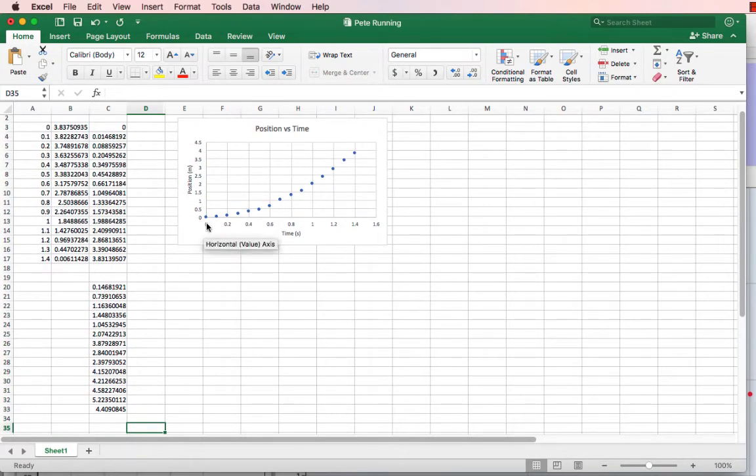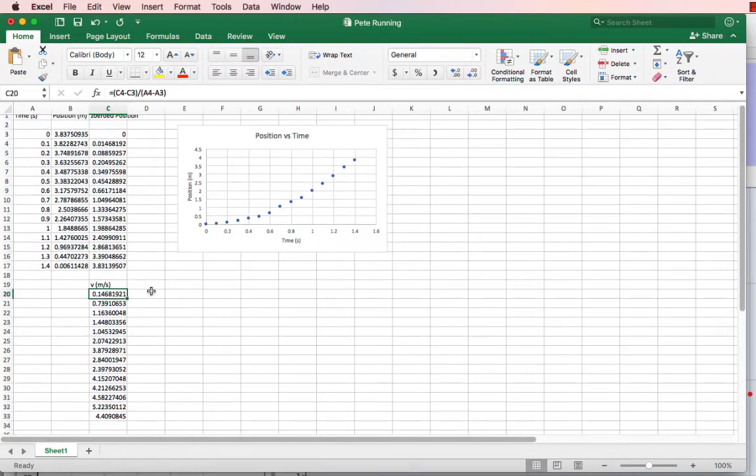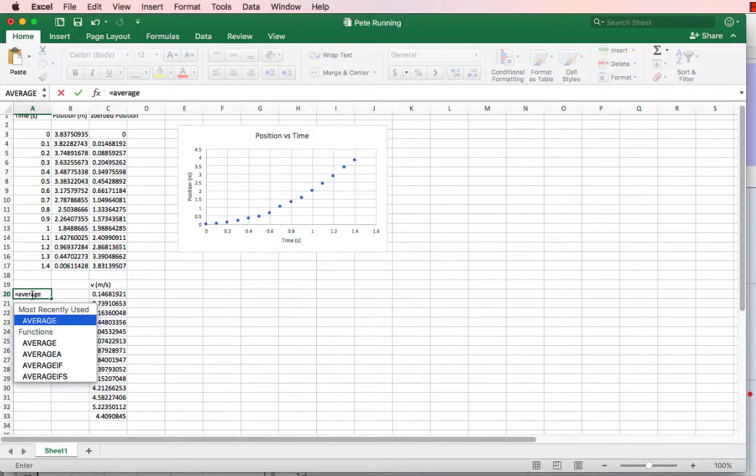So this is my speed between these 2 points. At the very beginning, only 14 centimeters per second. And when is that? That's in between these 2 points, so it's halfway between these 2 times. And so I'm going to list the time as the average of these 2 points, separated by a comma.